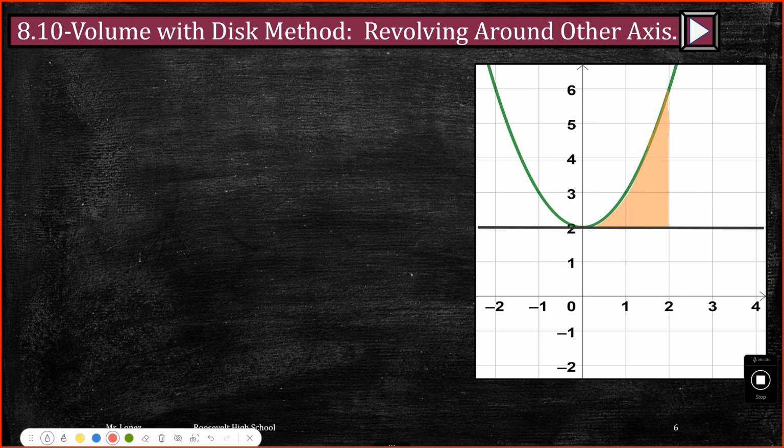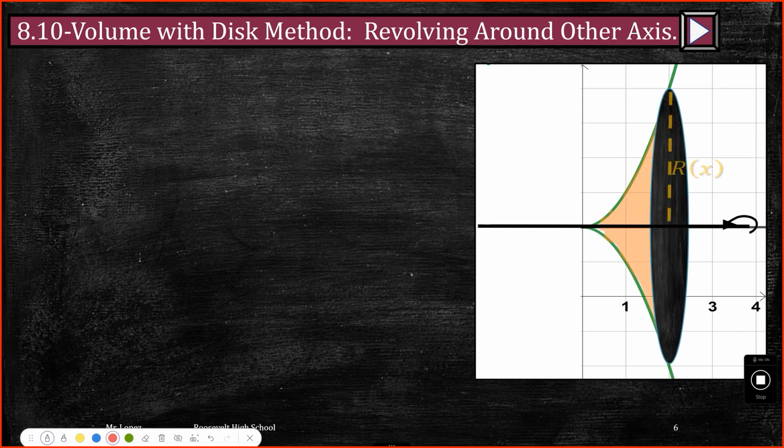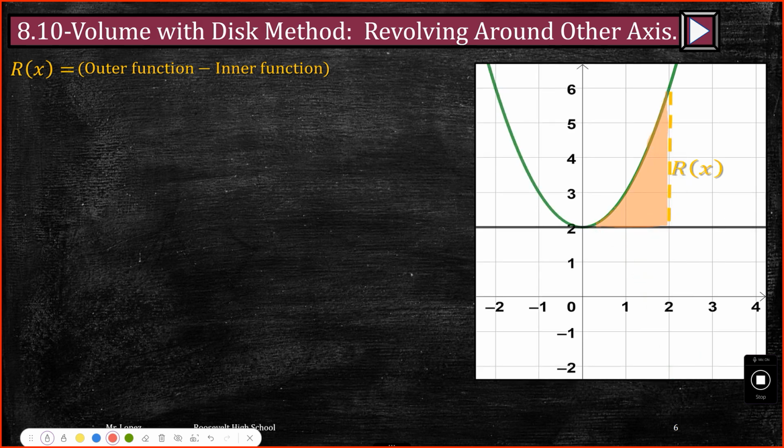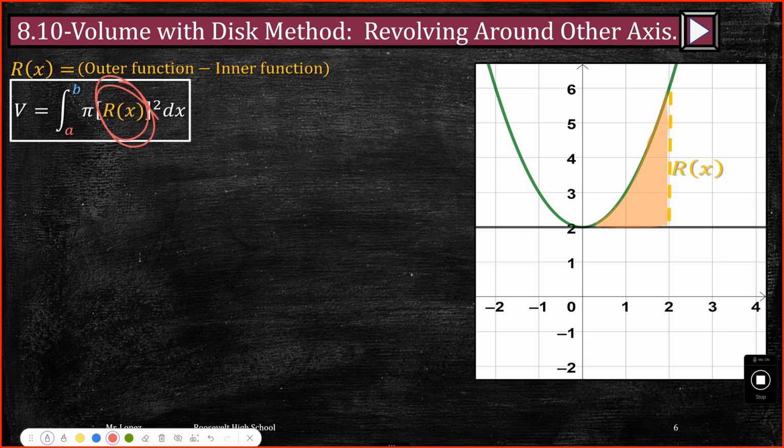Let's go over here. Let's give you the formula then. It's the outer function minus the inner function. So it's the same formula. Volume equals the integral from a to b of pi r squared, but this r becomes the outer minus the inner when it's not revolved around the axis.